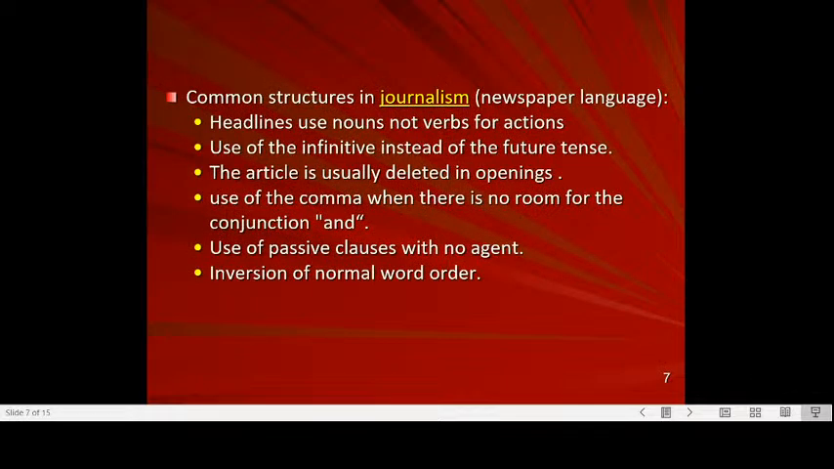Common structures in journalism or newspaper language. For example, headlines use nouns, not verbs, for actions. Journalism or newspaper language uses the infinitive instead of the future. The article is usually deleted in openings. Use of the comma when there is no room for the conjunction and. Use of passive clauses with no agent, and inversion of normal word order.